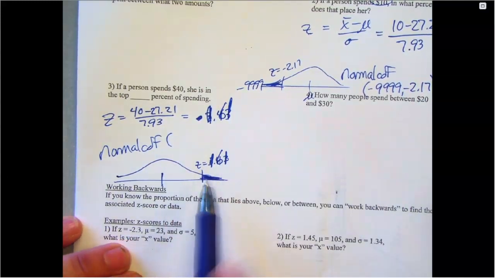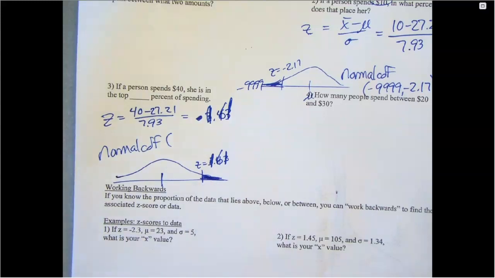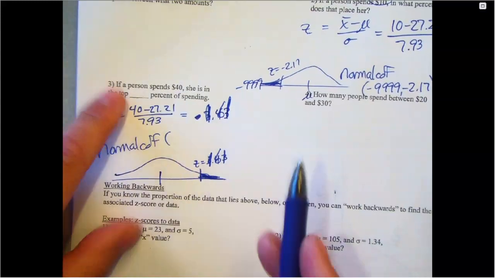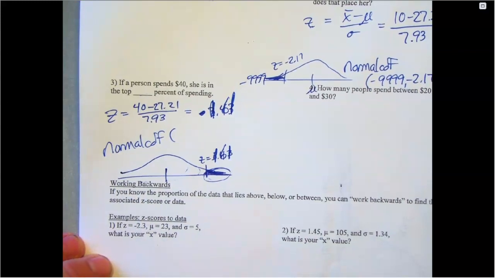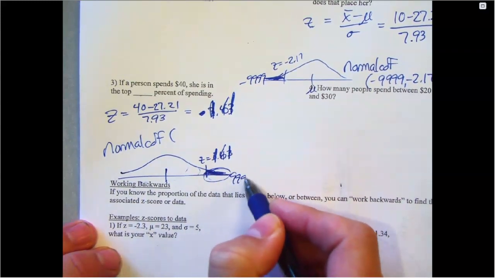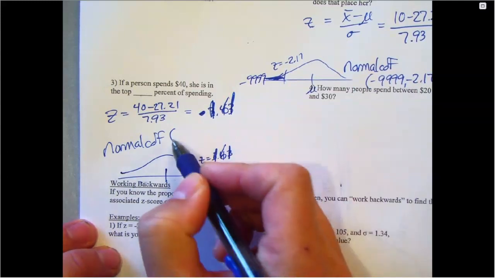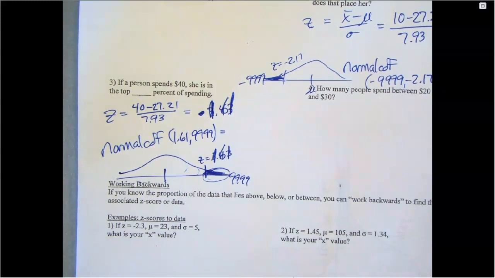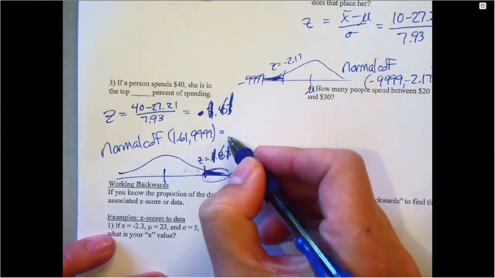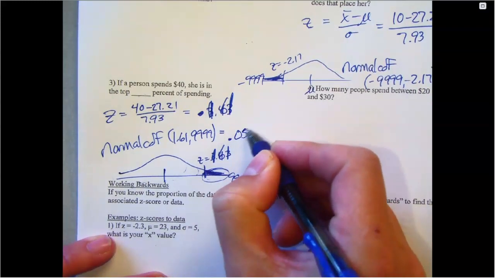Okay. So we got to get this percentile, top percent. If you're in the 90th percentile, you're above 90% of people, and you are in the top 10%. Fair enough? So the top what percent of spending, I'm looking for this side. If it has percentile, I'd be looking for this side. So I want this and above it. So 1.61, comma 99999. So I got like 0.054. So you're in like the top 5%.